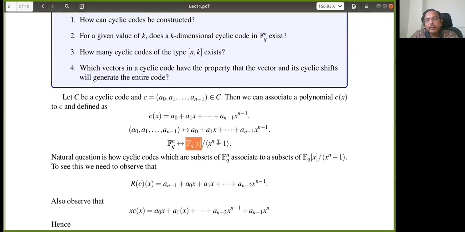And you know that x power n minus 1 is not irreducible. It has at least one root: 1 is there. x minus 1 is a divisor. It is not an irreducible polynomial. If it were an irreducible polynomial, then I could quotient and get a field. But it is a reducible polynomial. It is x minus 1 into something.